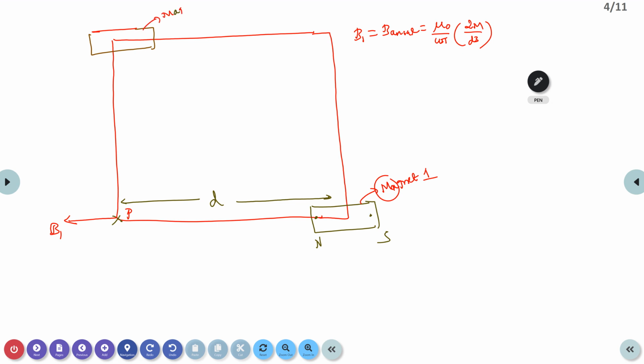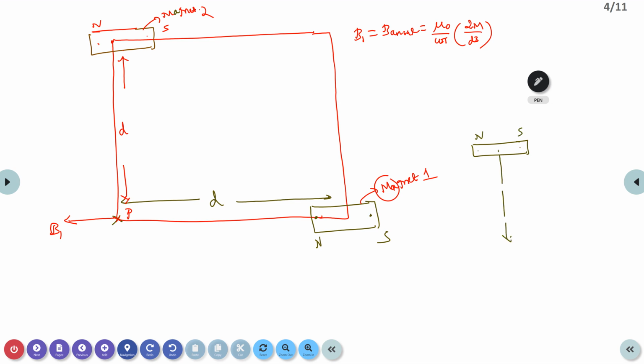This is magnet 2. From this center to this point, again this is distance D. With respect to this point, this magnet has an equatorial line. Now this I will call the North Pole and this the South Pole. I will draw another diagram. This is the north pole, this is south.